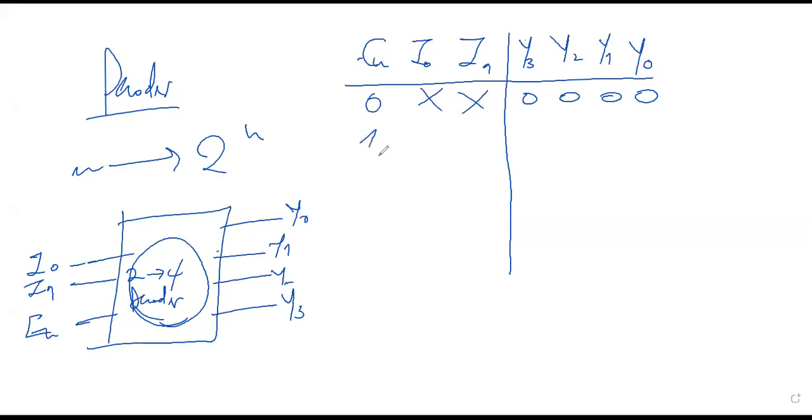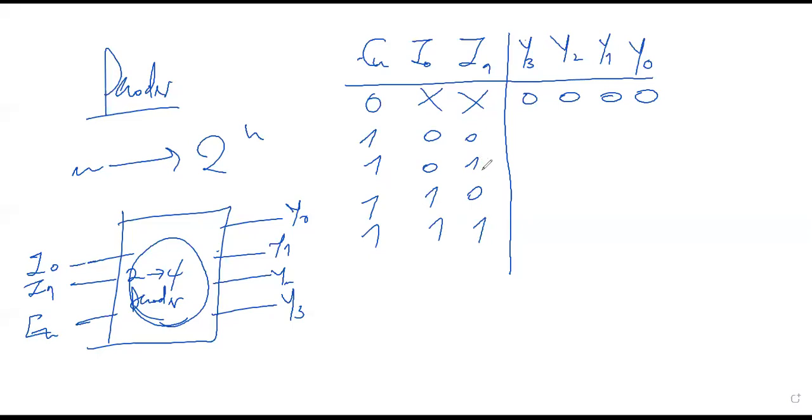When you have enable 1, it now means your decoder is functioning. You can now have inputs 00, 01, 10, 11. When your enabling input is 1, your decoder is functioning. When it is 0, it is not functioning at all. You have 0 output.